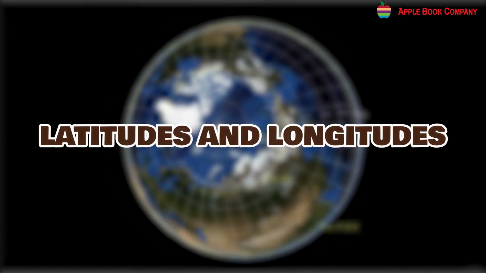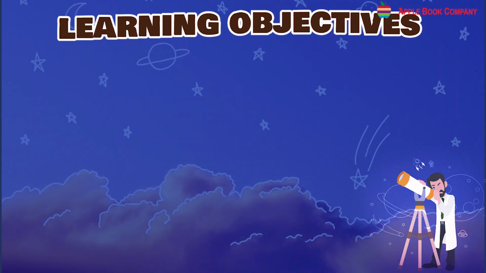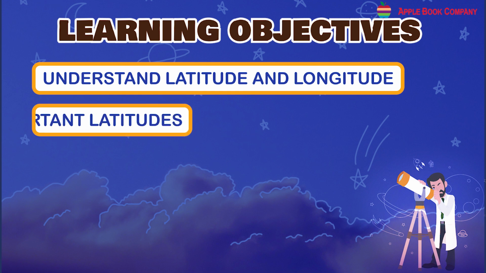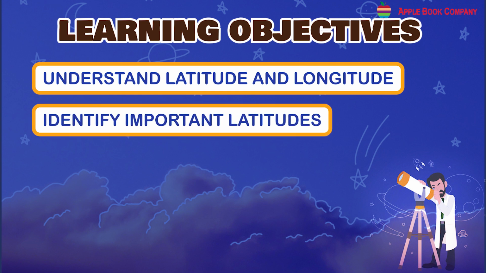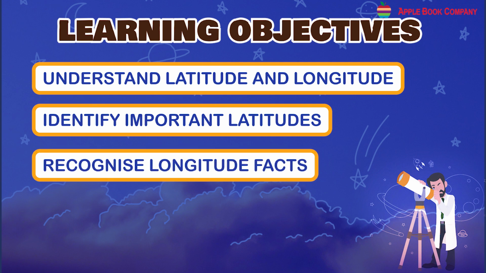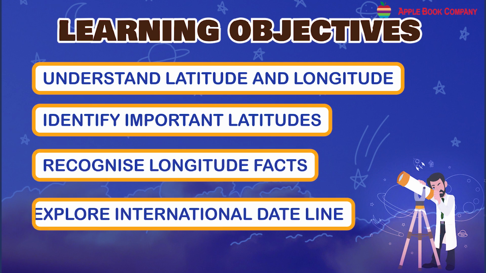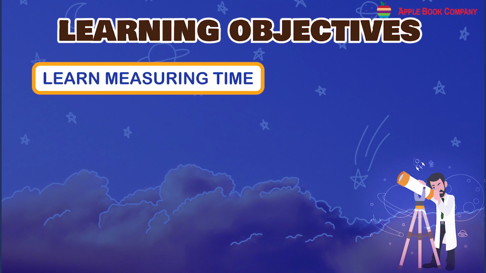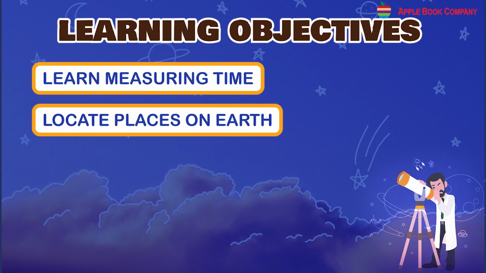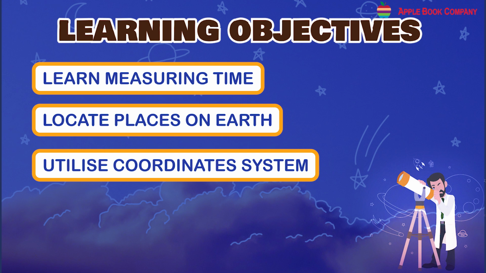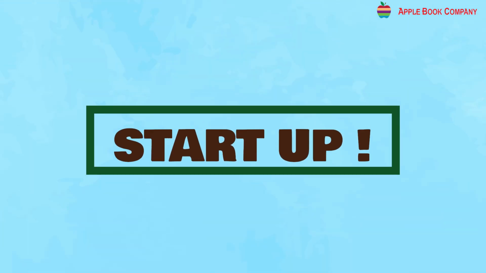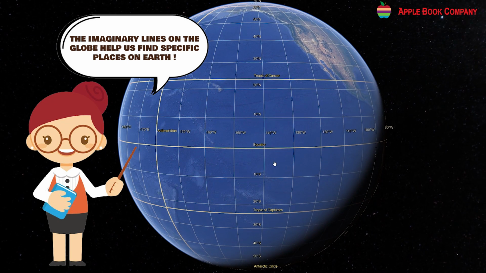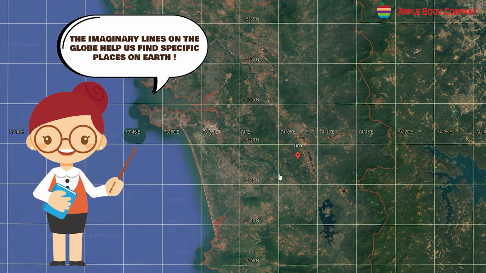Latitudes and longitudes. Learning objectives. Understand latitude and longitude. Let us identify important latitudes. Recognize longitude facts. Explore the international dateline. Learn measuring time. Locate places on Earth. Utilize the coordinate system. Startup. The imaginary lines on the globe help us find specific places on Earth.